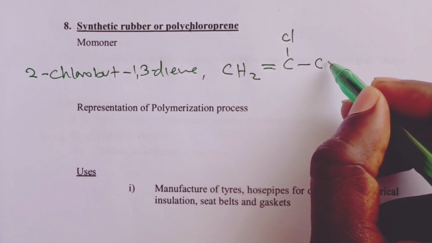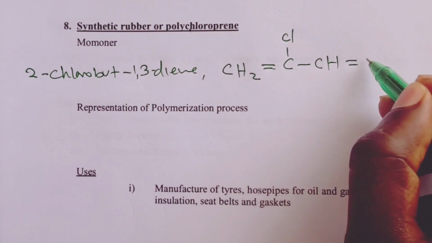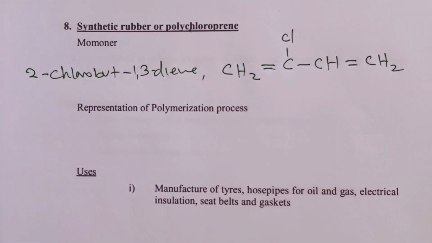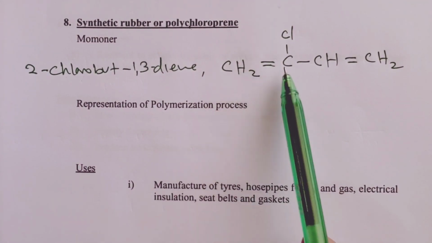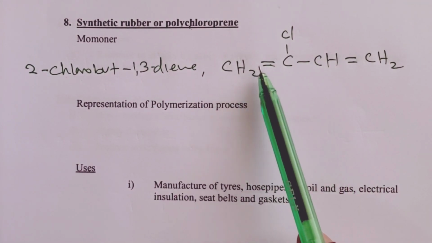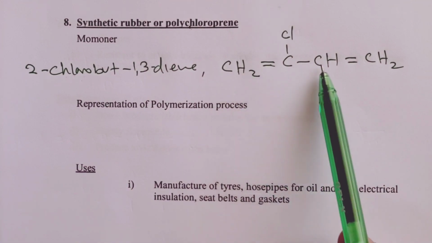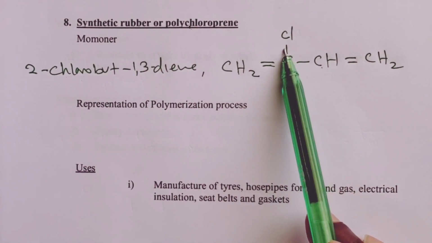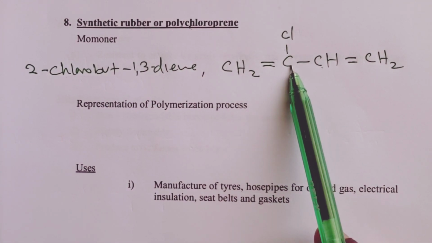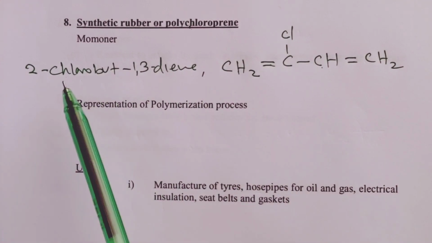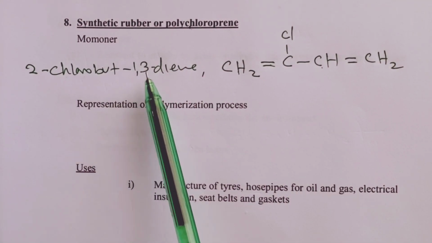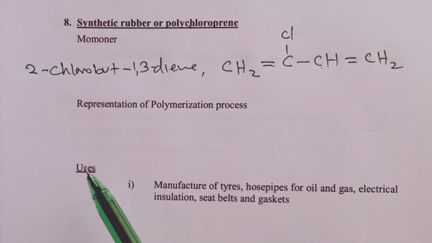Then we continue with almost a similar structure for the monomer. So there we are. Again, this is a diene that has 4 carbons, double bond between carbon 1 and carbon 3, and a branch of chloro on carbon number 2. So the name now becomes 2-chloro-but-1,3-diene. How do we represent the polymerization process?